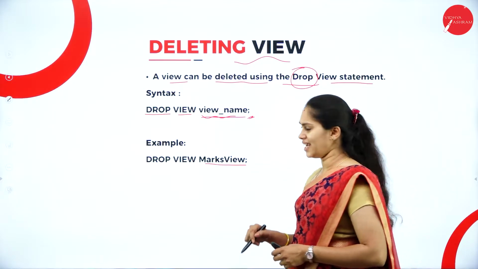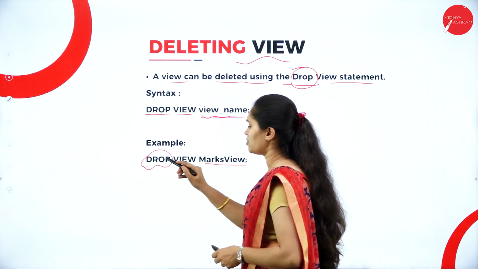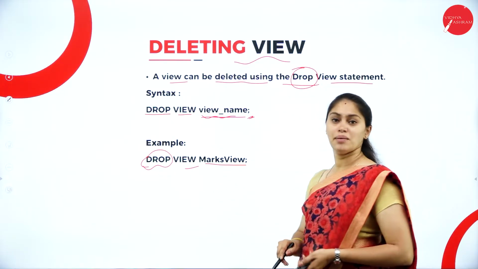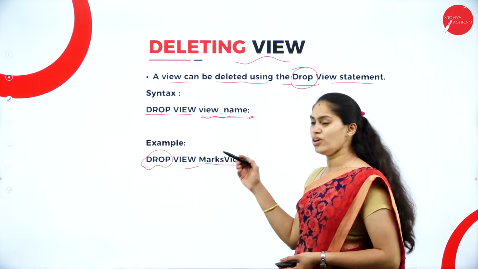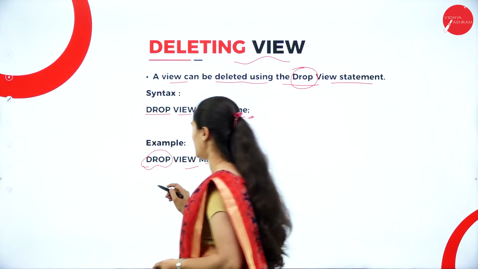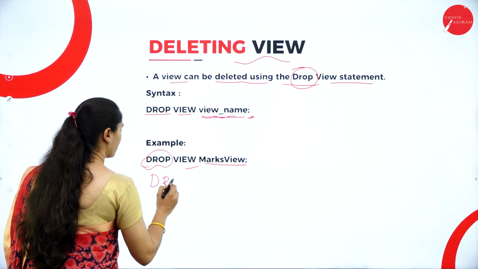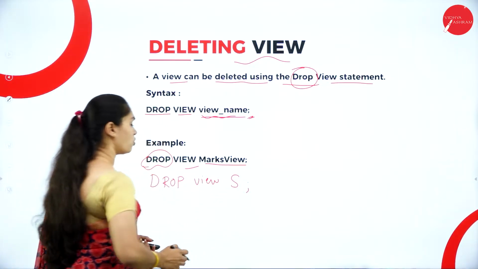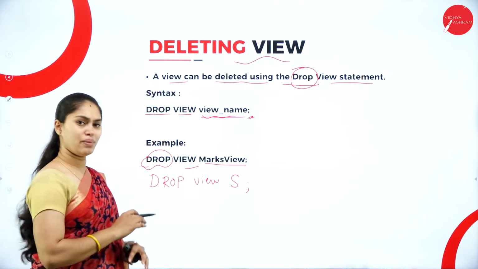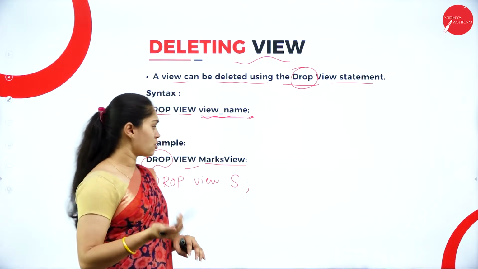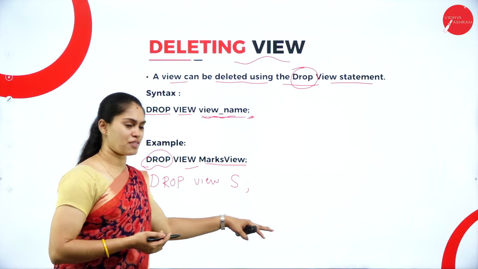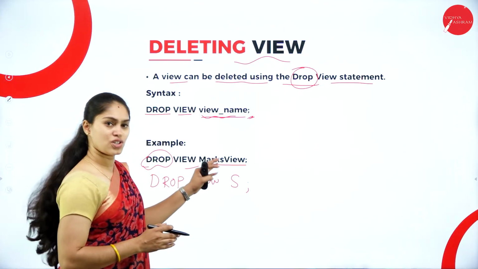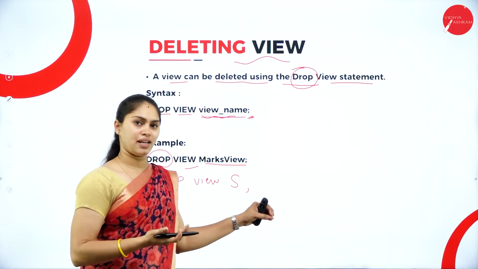Now I want to delete that. How should I do that? By using the command drop view, and the name of the view is marks view. This is how we are going to drop or delete it. Already I have created one more virtual table. What was its name? Yes, S. So whatever we had in S is going to be removed from the database. If you try to fetch select star from S, then the content will not exist. Even this virtual table does not exist in the database at all.